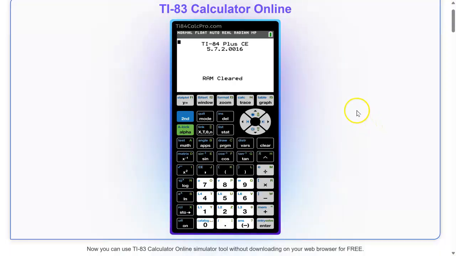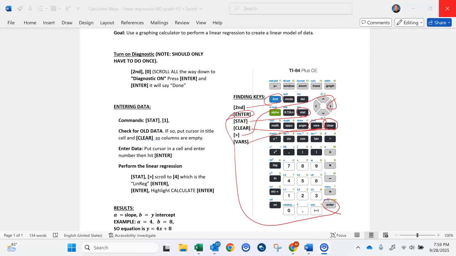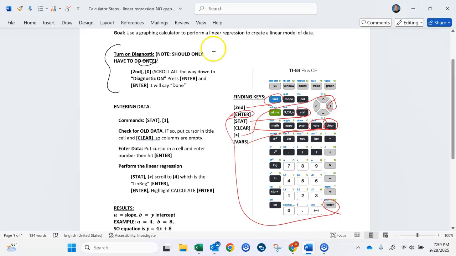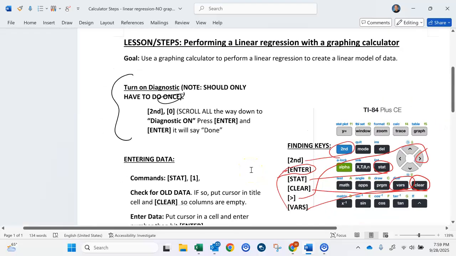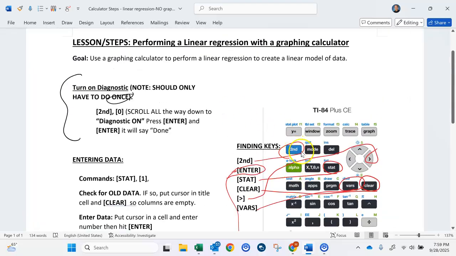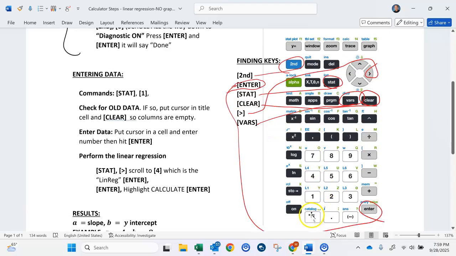So the first thing we're going to do is we're going to clear out. We got to set up the diagnostic the right way. So let me go back. So we're going to do this just one time, okay? Only once. Once you get it set up, you're good to go. Okay, the first thing you're going to do is you're going to hit second 0. So let me go back to my calculator. And by the way, let me make it smaller. For you guys, that's second and then 0.